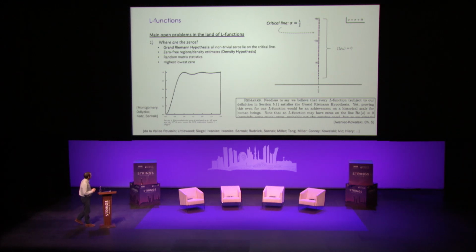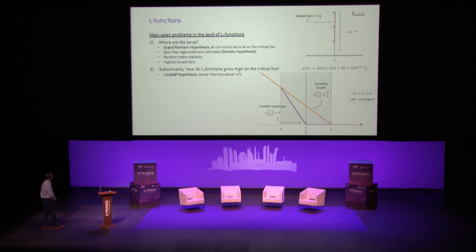Duly noted. Good. So a second problem, perhaps slightly less familiar, but takes up a lot of the literature, is the subconvexity problem, which is the question of how L functions grow as you move high on the critical line. And the Lindelöf hypothesis is that the growth is slower than any power of t. So here's sort of a brief explanation. If we define this quantity mu of sigma to be basically the power which bounds the L function high in the critical line at large t, then there's what's called the convexity bound, which follows from some complex analysis argument, which is this orange line here.